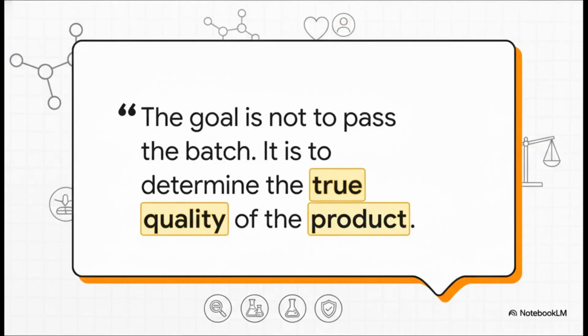And that really brings us to the single most important idea, the whole philosophy behind this guidance. The goal here isn't to find a way to pass the batch. The goal is to find the truth, to determine the true quality of the product. That's how we ensure patient safety and maintain our scientific integrity.